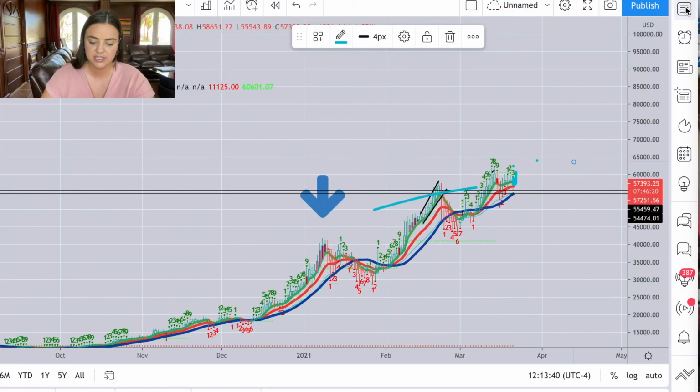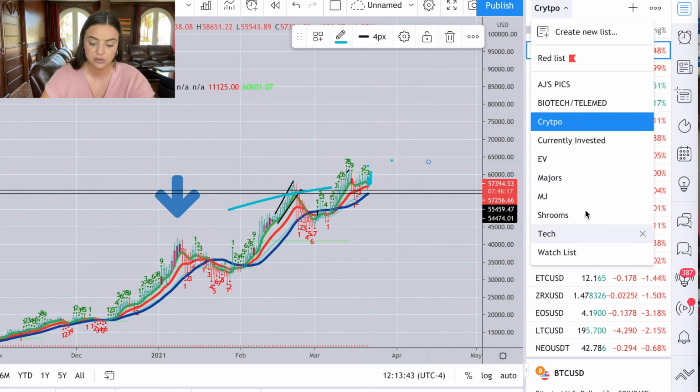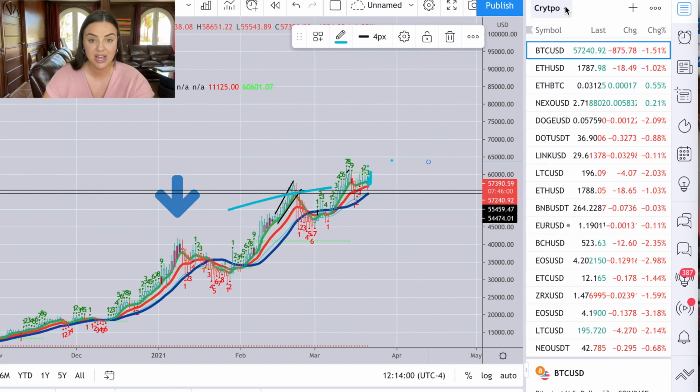One thing to also consider is what I really like is I can just organize. I have my friend that follows penny stocks. I have his picks. I have my crypto. I have stuff I'm currently invested in. EV for electric vehicles, majors like S&P 500, the Dow, MJ for marijuana stocks, shroom stocks, tech, watch list. So that's how I have mine organized.